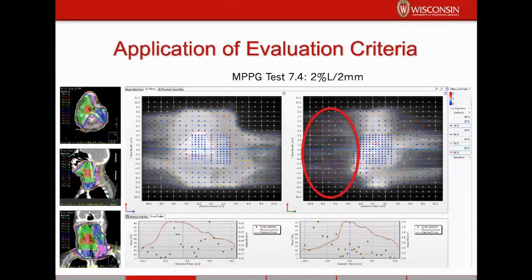The best resource for this is task group 218, which is a relatively new one on patient-specific QA. And they go into all of the different ways that you can analyze dose distributions and talk about that.